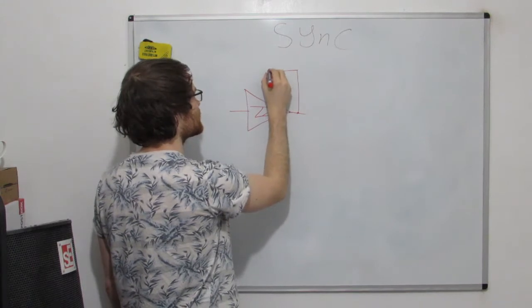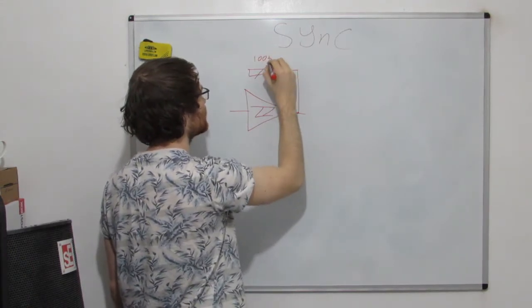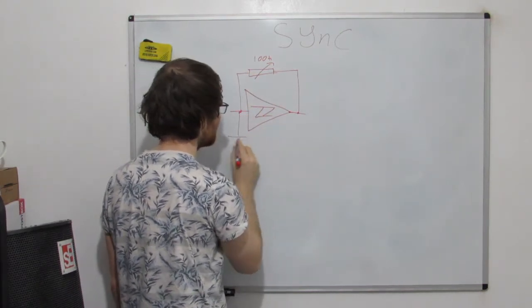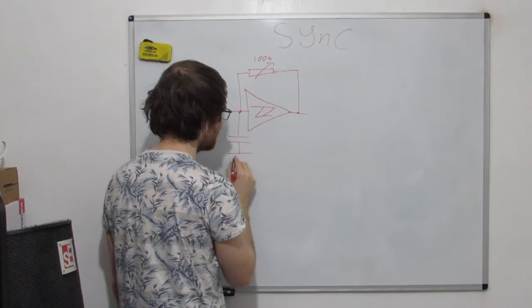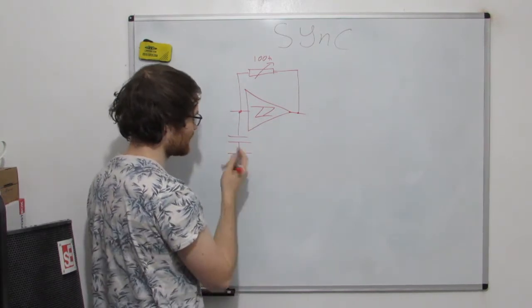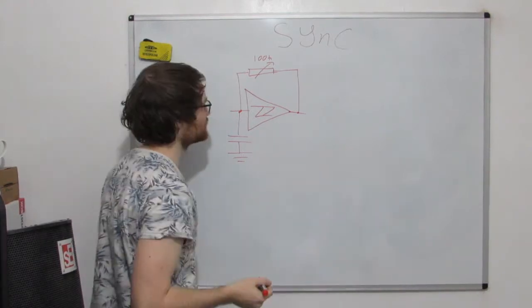So we've got a feedback resistor here. What was this? 100k. Yep. We got a capacitor, sorry, not a potentiometer. And that goes down to ground. And we know this. We've done this a million times by now.